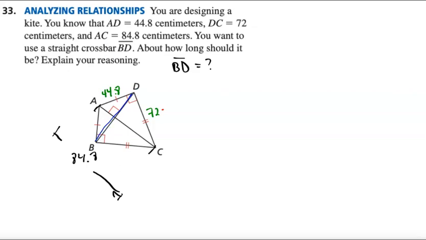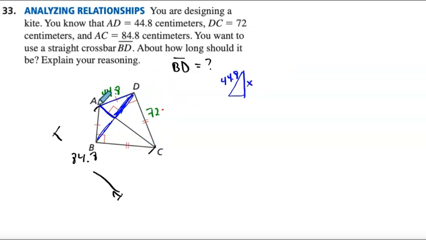Well, let me back up. If I look at this triangle, I have the hypotenuse, which is 44.8, and this piece here I don't know. If I could find that, I could double it and get the whole crossbar. So I need some pieces. Do I know my longer leg?